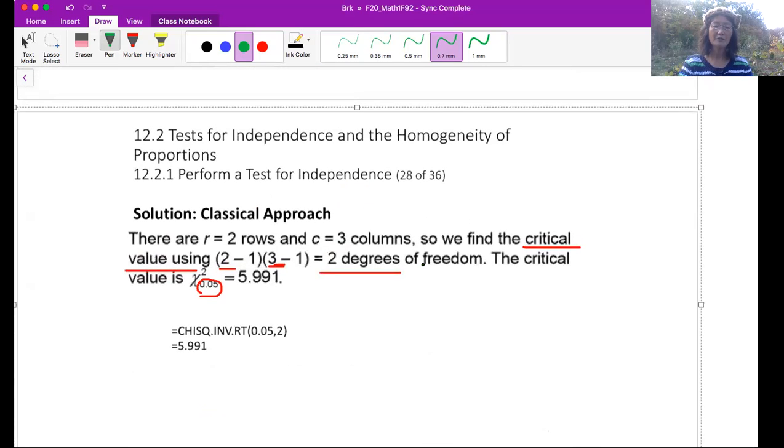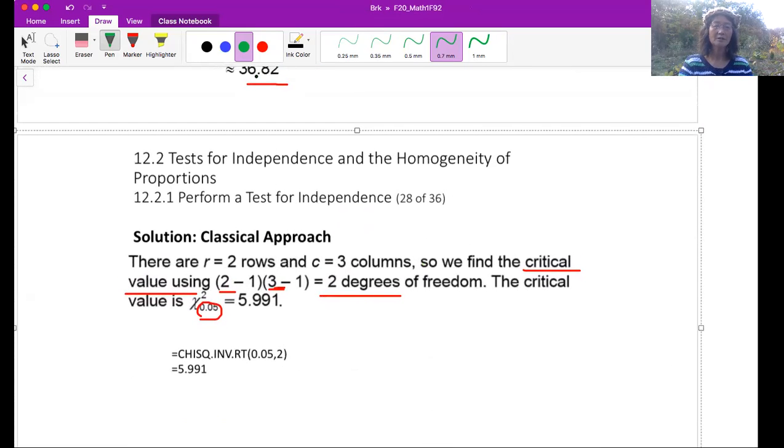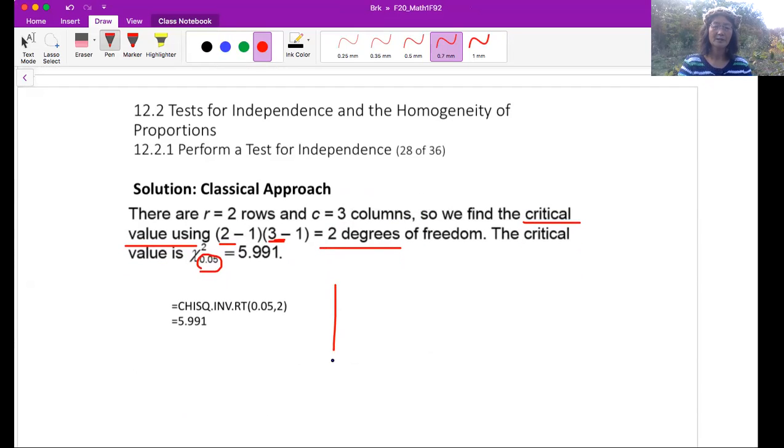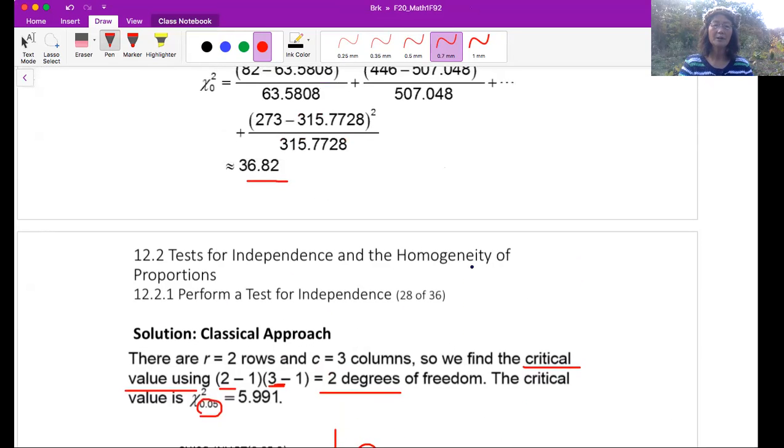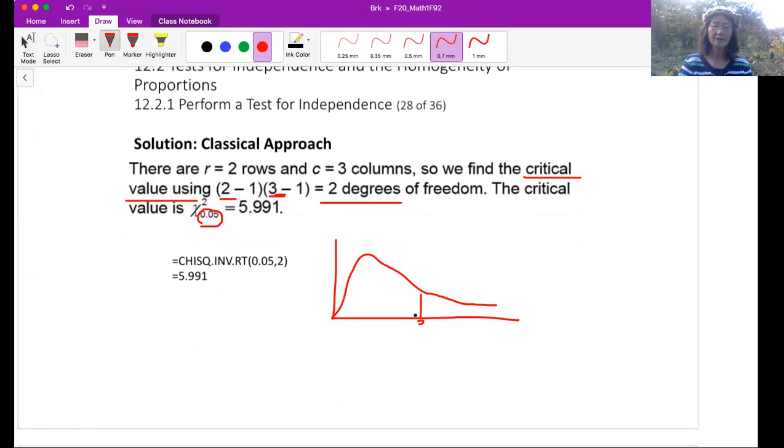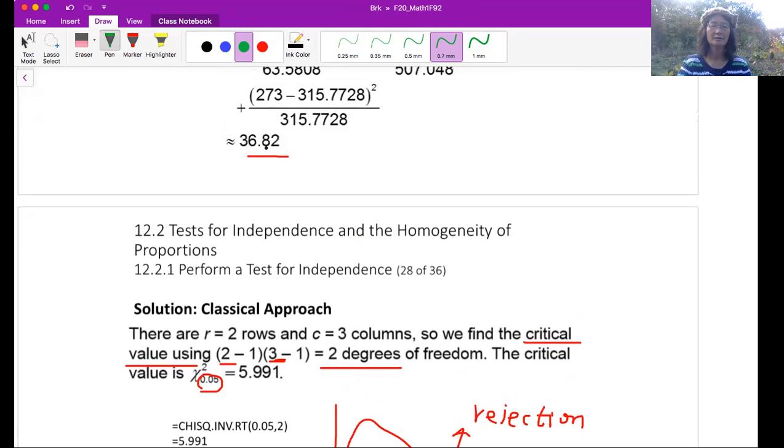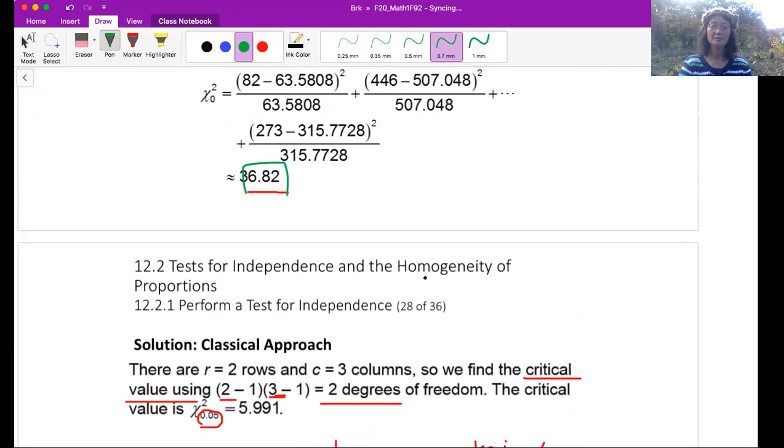Once you found the critical value for chi-square, so what? You draw the diagram of the chi-square distribution, and you label the critical value. Why? Because the critical value decides the rejection region. So this is the rejection region. And then you locate the test statistic, 36.82.